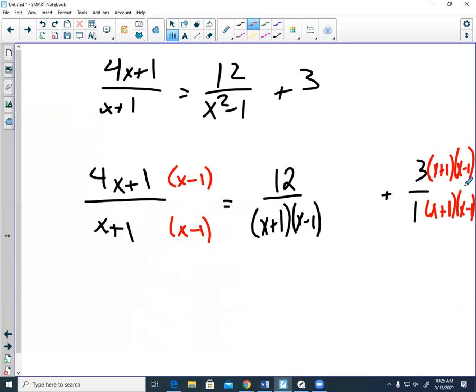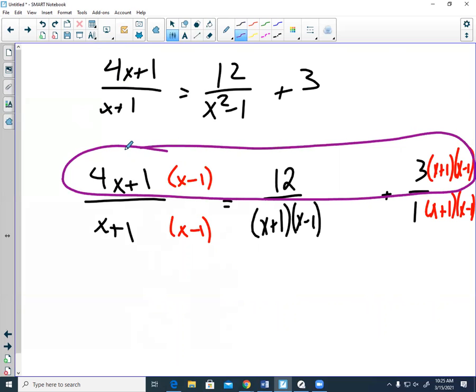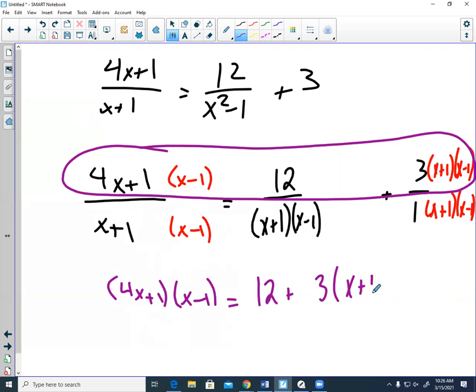Now it's just turned into a really ugly algebra problem. This is the only algebra 2 concept that we have here. The rest of this is just going to be an ugly algebra 1 problem that's going to require a lot of double distribution, foiling, and all that stuff. So I only have to pay attention to the top. This will turn into 4x plus 1 times x minus 1 equals 12 plus 3 times x plus 1 times x minus 1.